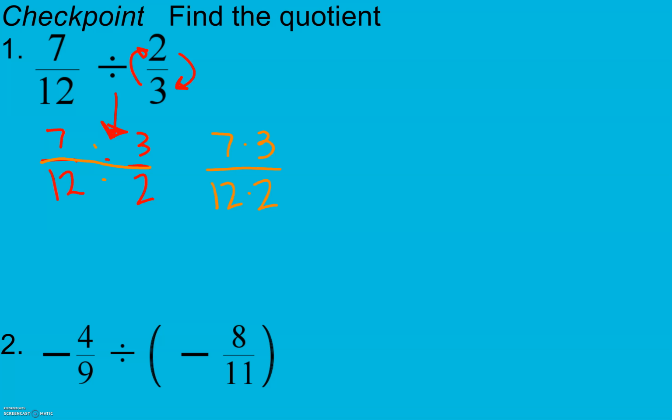We reduce if we can. So here I have common factors of 3. 3 divided by 3 is 1. 12 divided by 3 is 4. This gives me 7 times 1 over 4 times 2.